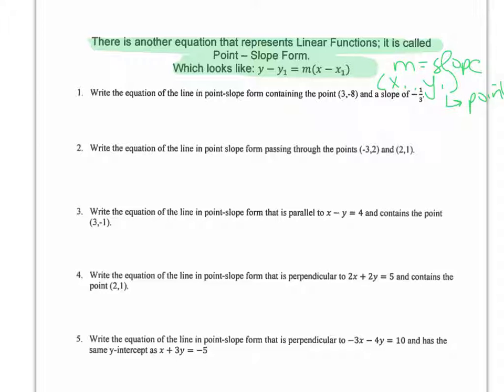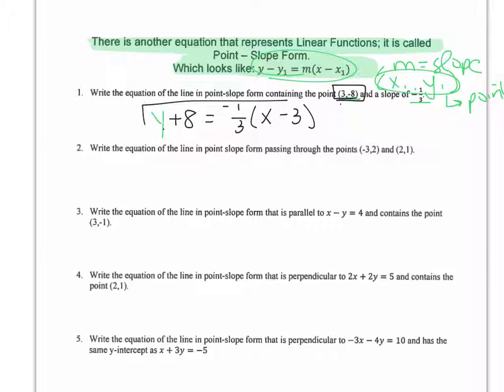So let's look at this first equation. It says write the equation of a line in point-slope form containing this point and that slope. So it's always y and then minus y1. Notice my ordered pair is positive, but in the formula they're negative because that's the opposite. So y minus y1, well my y value in this point is negative 8, so the opposite is plus 8, equals m, which is negative 1 over 3, parenthesis x, and then minus x1, so the opposite of my x point is negative 3. And I'm done.